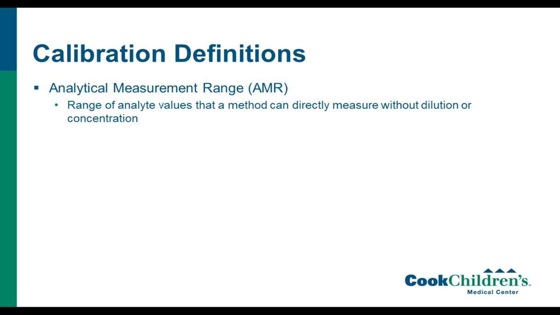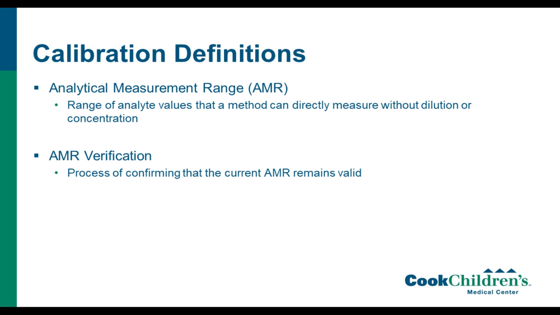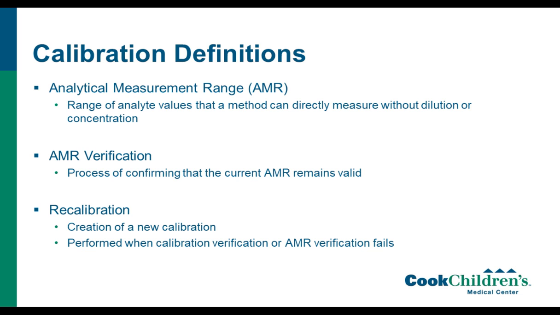There's also the analytical measurement range, or AMR, and this is the range of analyte values that a method can measure directly without dilution or concentration. As in the example I gave earlier, the assay going from 500 to 5 million IUs per mil, that would be the analytical measurement range. One of the QA requirements is to perform AMR verification, which is the process of confirming that your range remains valid.